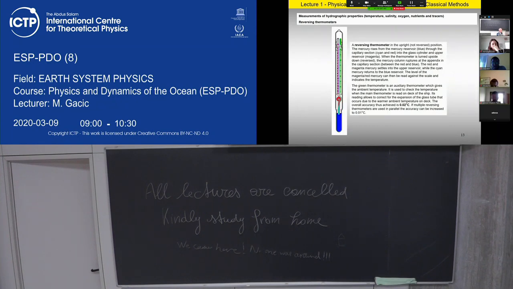I will see now what this is. This is the reversing thermometer, in its upright position, not reversed, and you put it down into the sea in this position here. The mercury rises from the reservoir up to the glass cylinder, up to the real temperature. The green thermometer is an auxiliary thermometer which gives the ambient temperature.